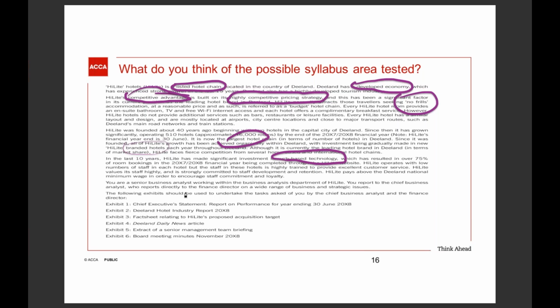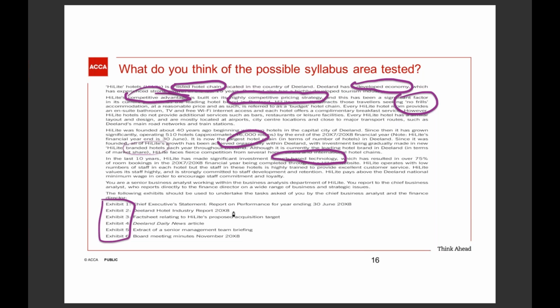So you are a senior manager, a senior business analyst. Basically they're giving you your role, and who you are supposed to be reporting to. From these exhibits, it also tells you the possible areas that are being tested, the possible requirements that you might have. They give you a chairman's statement talking about the performance. They may ask you for analysis. And they talk about Zealand in the hotel industry report, maybe some comparisons that you have to do there.